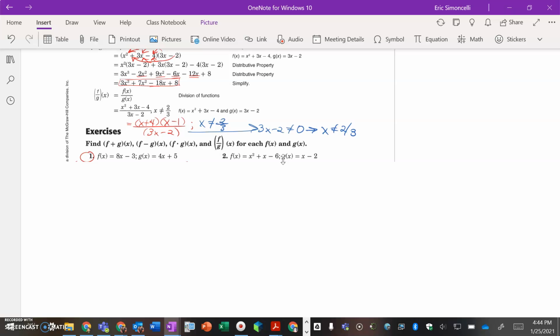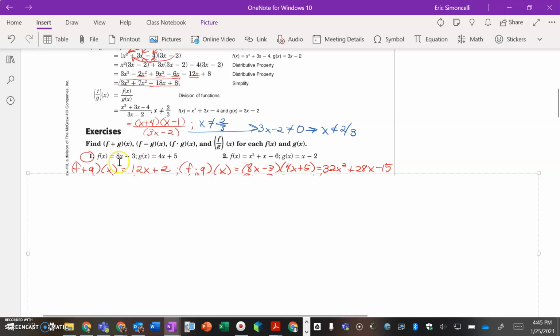With f plus g, or f of x plus g of x, you can see my analysis. Okay, so I've got the addition. So we've got 8x plus 4x, that's 12x. And yes, you can also see the product. We'll get to that in a moment. But also negative 3 plus 5, which of course simply is 2. So f plus g, that's simple enough.